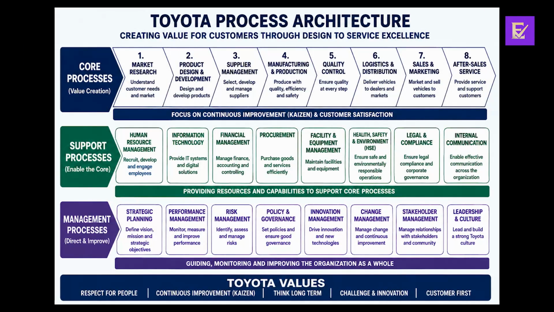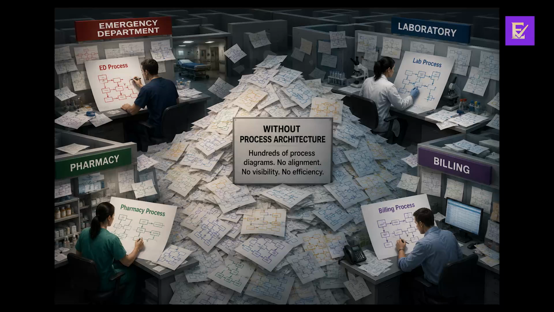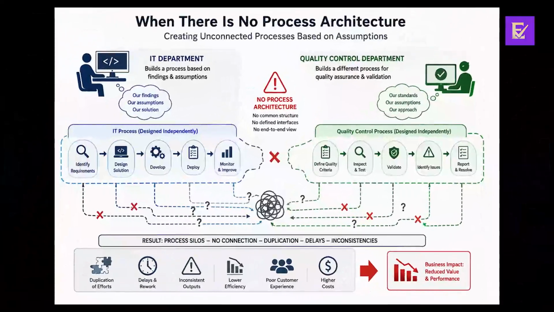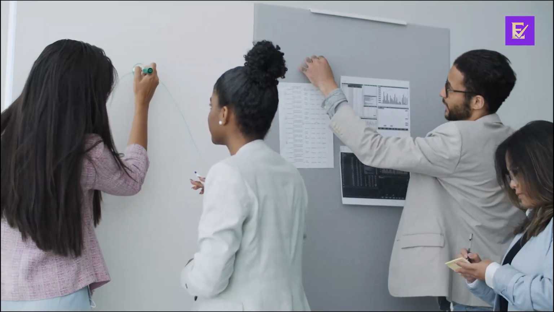Without process architecture, different departments create different versions of reality. Finance thinks one way, operations thinks another. IT builds systems based on different assumptions. Quality documents something else. Everyone is working hard, but not necessarily together.